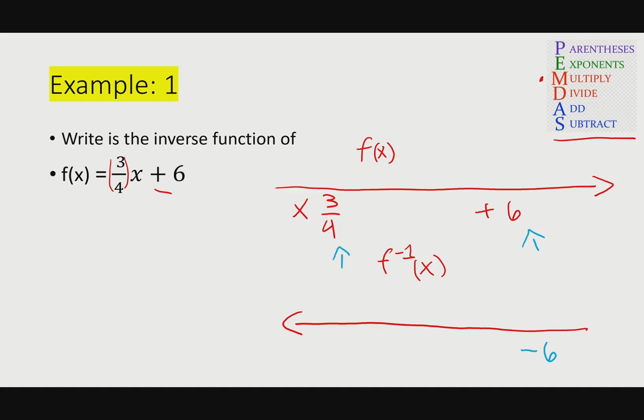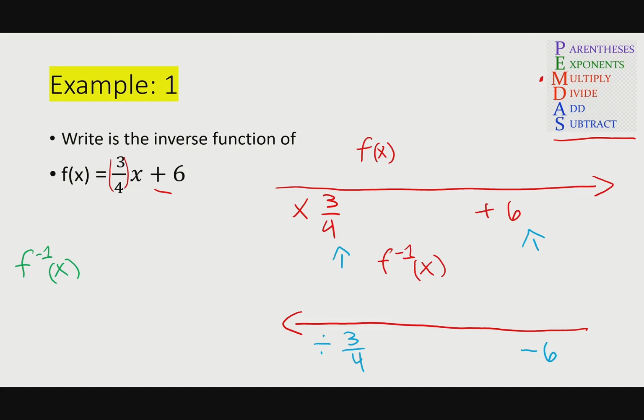And the first thing our function did was multiply by 3/4. So if we want to undo multiplication, we can use division. So that is the inverse operation of multiplication. So we want to divide by 3/4. Okay. So now, if I was to write our inverse function of x, let's go ahead and write that right here.